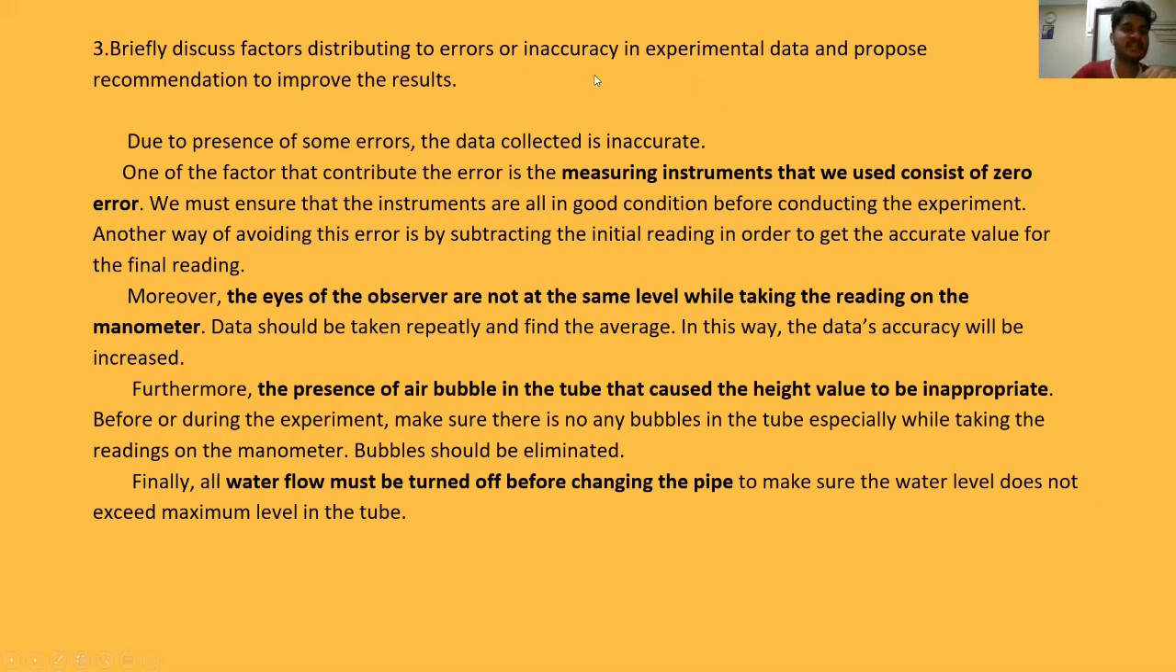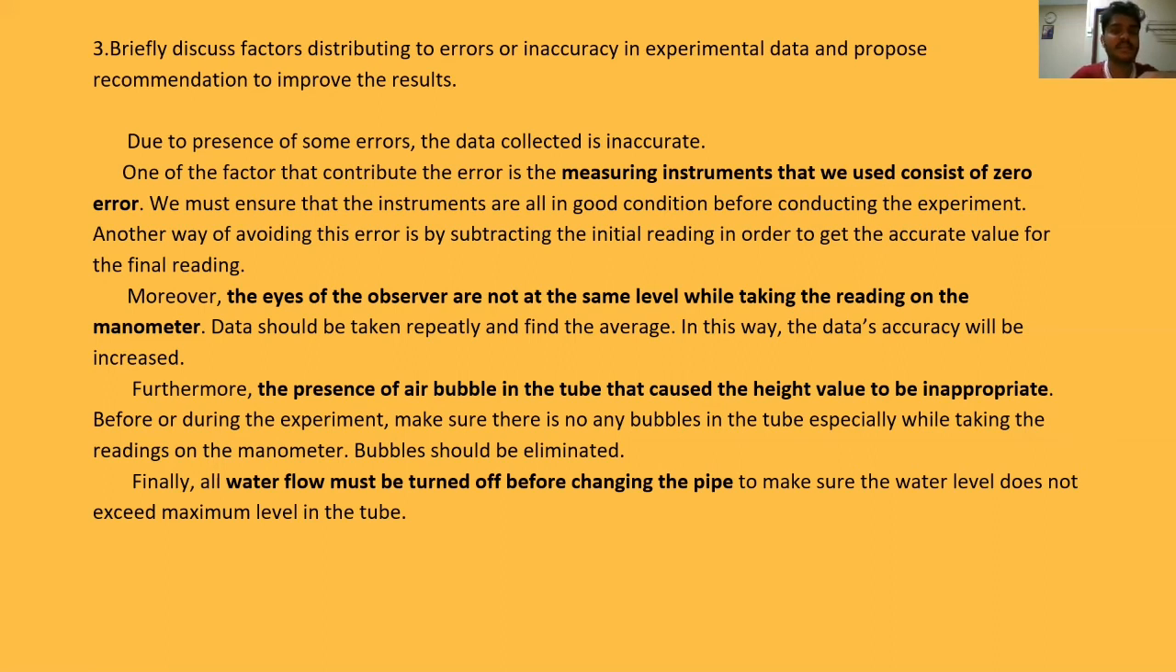Our last discussion will briefly discuss the factors contributing to the error or inaccuracy in the experimental data and propose recommendations to improve the result. Due to the presence of errors, the data collected is inaccurate. One of the factors that contribute to the error in measuring is that the measuring instrument that we use has zero error. We must ensure that the instruments are in good condition before conducting the experiment.